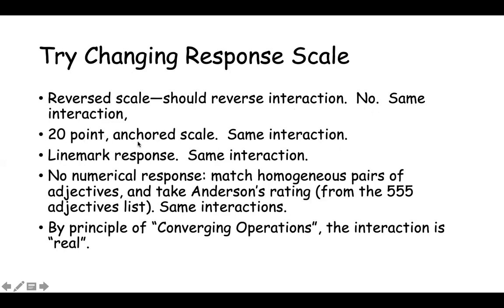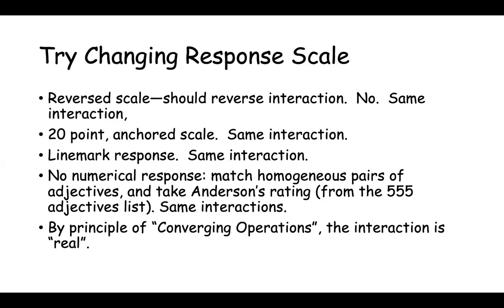How about if you use a 20-point anchored scale, as Anderson had done quite a bit of his work? Well, I got the same interaction. How about if you use a line mark response with anchors and things, I got the same interaction. And how about if I said, well, how about we get rid of a numerical response and I just take pairs of adjectives from Anderson's list. He had a list of 555 common and meaningful adjectives that could describe personality, and he had ratings of them.